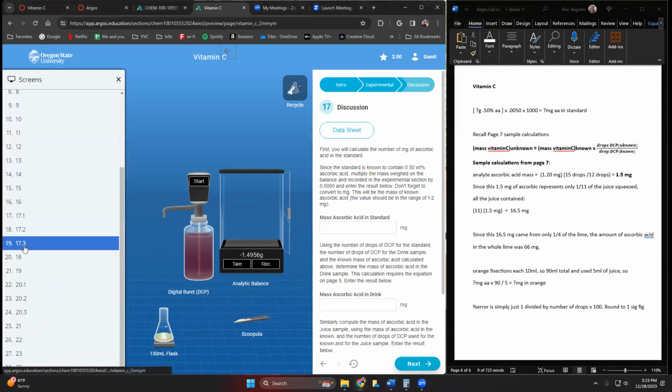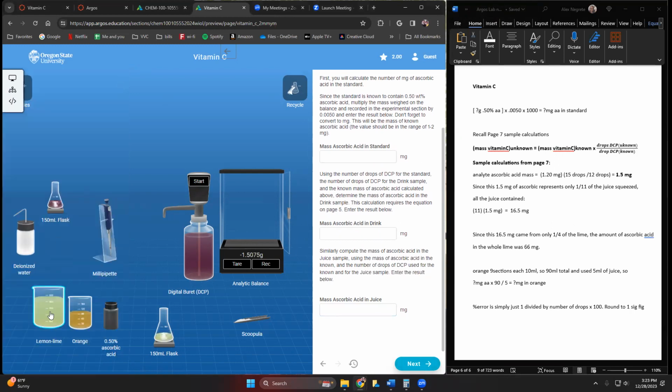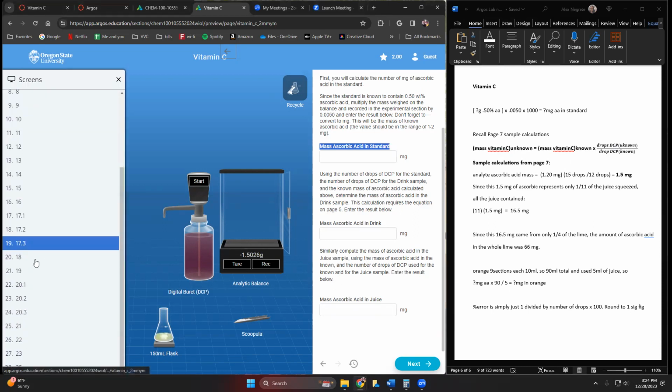And then we're going to repeat that same process for the mass of acid in the orange juice, right? So this is the lemon lime juice. This is the orange juice. So again, we are still going to use the mass that we have here for the ascorbic acid, multiplied by the number of drops for the unknown, divided by the drops of the known that was used for the standard. We'll have another calculation made there.